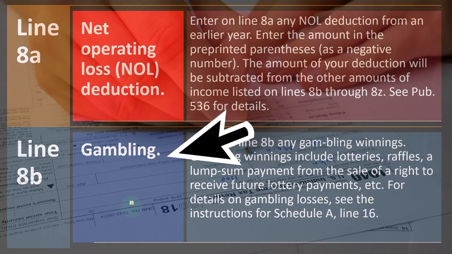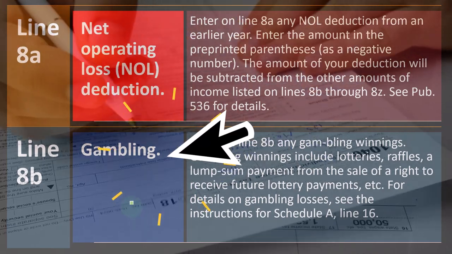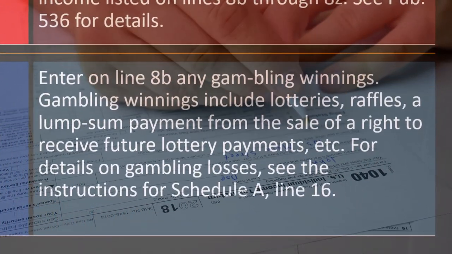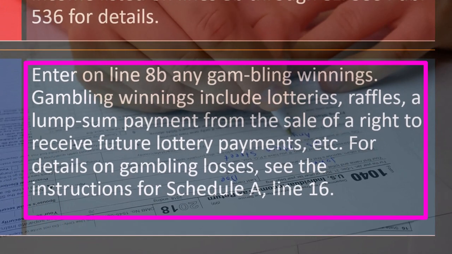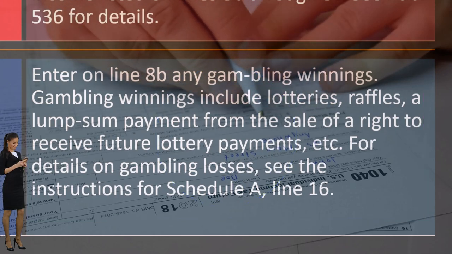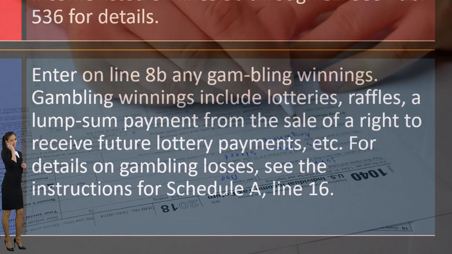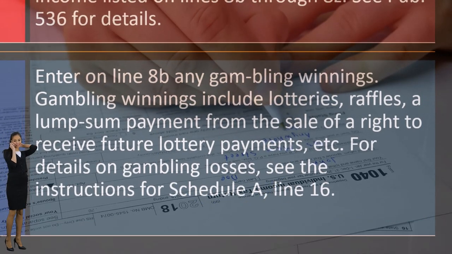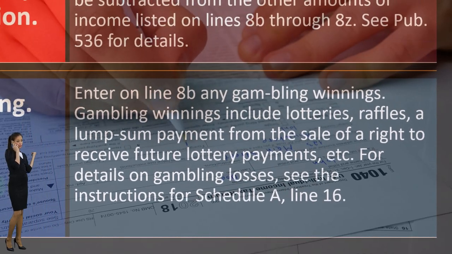So line 8B, gambling. Enter on line 8B any gambling winnings. Gambling winnings include lotteries, raffles, a lump sum payment from the sale of a right to receive future lottery payments, etc. For details on gambling losses, see the instructions for Schedule A, line 16.